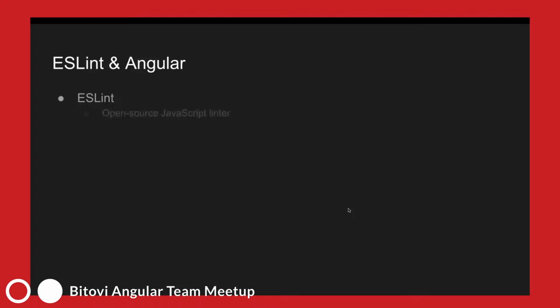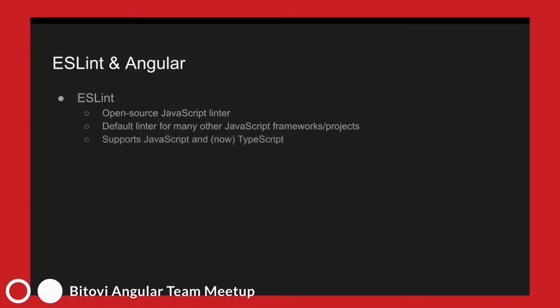So, ESLint in Angular. ESLint, as I've said, is an open source JavaScript linter. It's the default linter of choice for a lot of other JavaScript frameworks and projects out there, front end and back end. It's really ESLint across the board these days. It has supported JavaScript for a long time, and we now have TypeScript support in here as well.